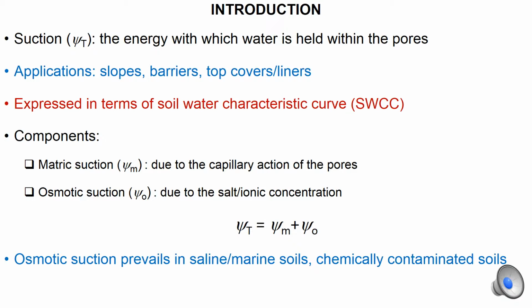It is constituted of matrix suction and osmotic suction, where matrix suction is due to the capillary action that is generated during the removal of moisture under pressure or under evaporation circumstances, while osmotic suction is due to the salt or ionic concentration. Hence, osmotic suction prevails only in saline or marine soils or chemically contaminated soils.